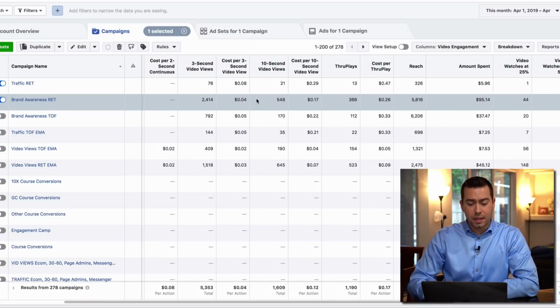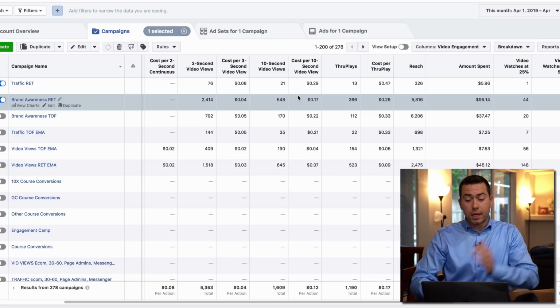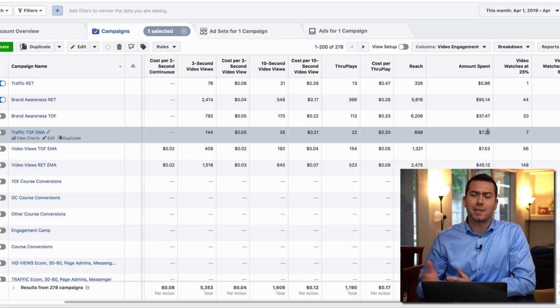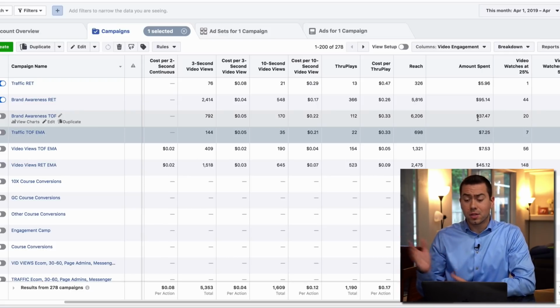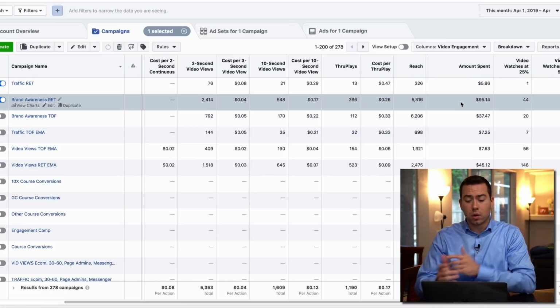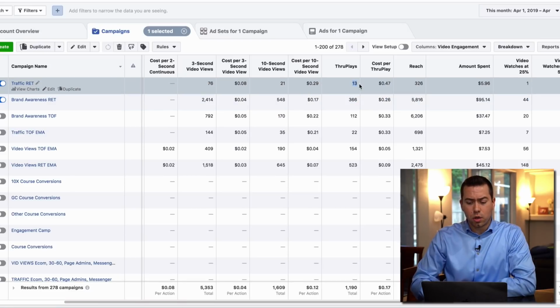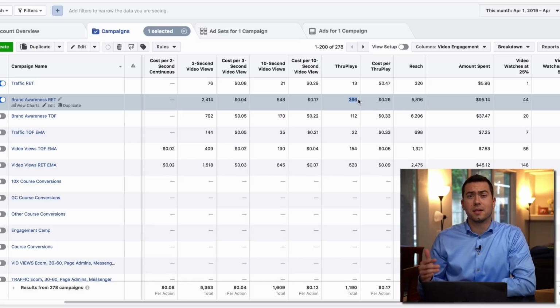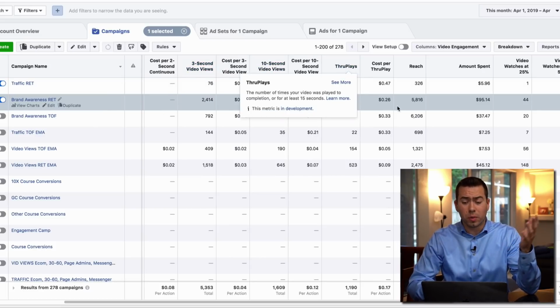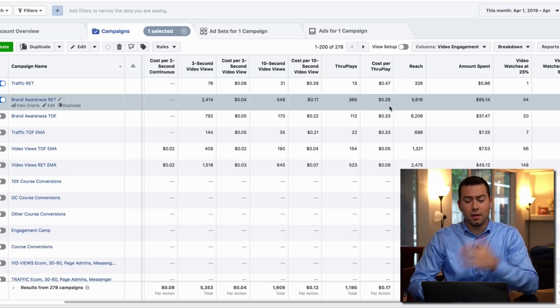So if we look at, and again, it's not truly, I guess we could compare this other traffic campaign. The traffic campaigns haven't spent that much money, so it's not super accurate. I wish obviously that this traffic campaign had spent $100 as well as this one, so that it was a little bit more accurate. But anyway, what we're seeing here is ThruPlays, right? If you don't know what a ThruPlay is, basically it's 15 seconds. So they go from 3 seconds, 10 seconds, 15 seconds. I don't know why they decided to call it a ThruPlay. It's literally a 15-second video view.